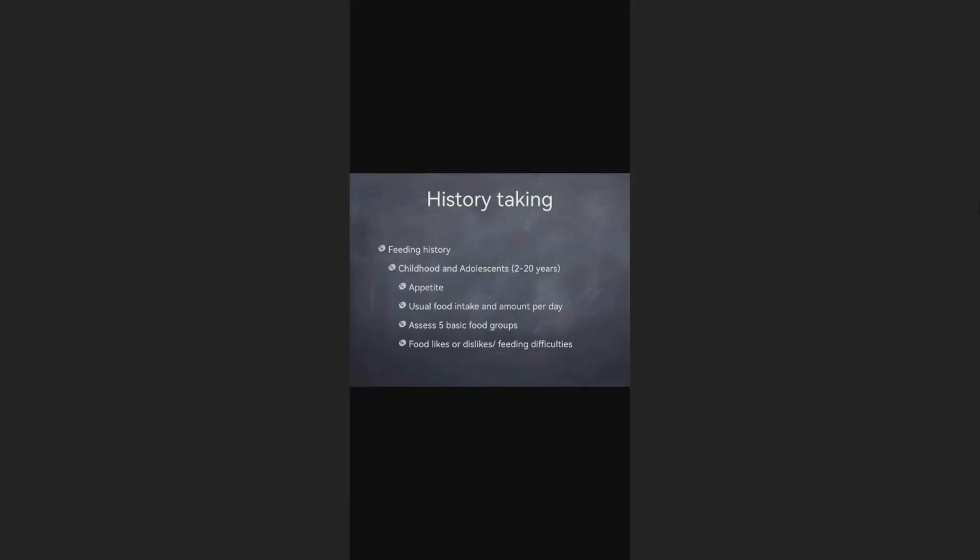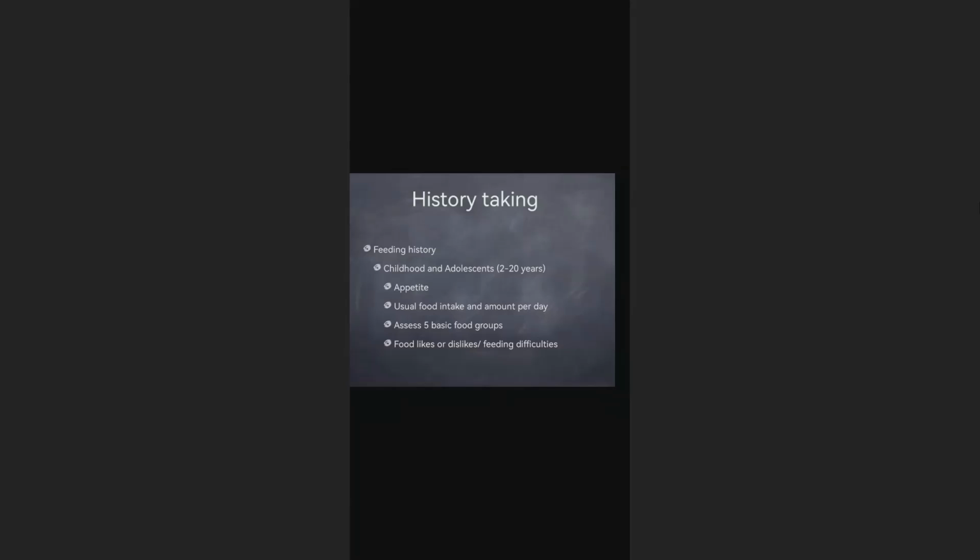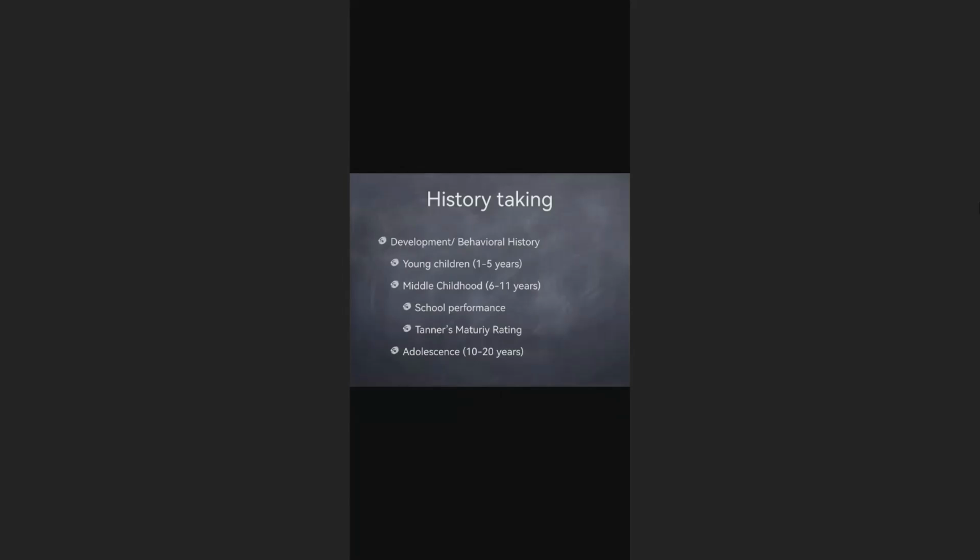So in childhood and adolescence, this pertains to 2 to 20 years old. We ask for the appetite, for the usual food intake, and the amount per day. That's how meticulous we are. We assess the 5 basic food groups and the food likes or dislikes or the feeding difficulties. Sa pedia kasi, especially sa mga neonate, we have a lot of cases of cow's milk allergy or lactose intolerance. That's why it's very important.